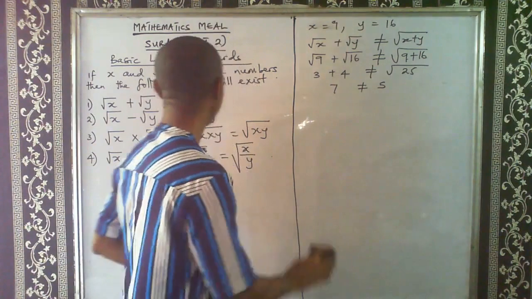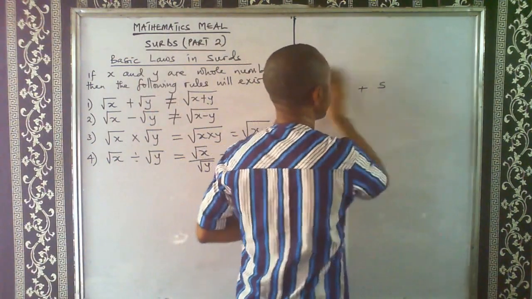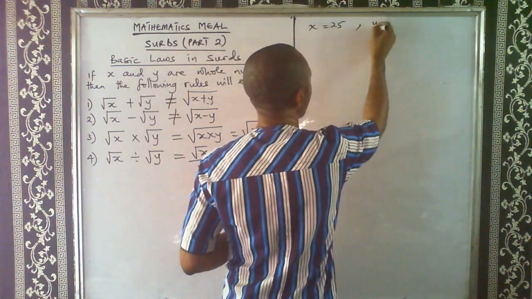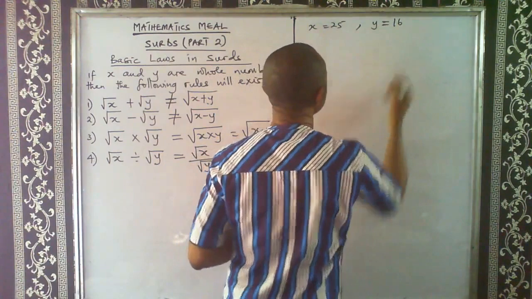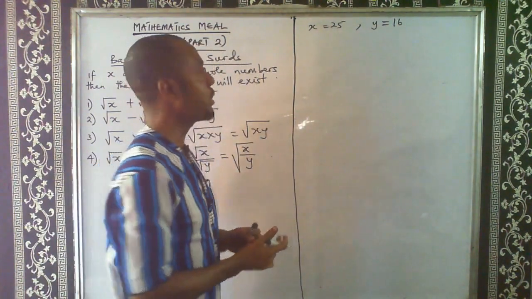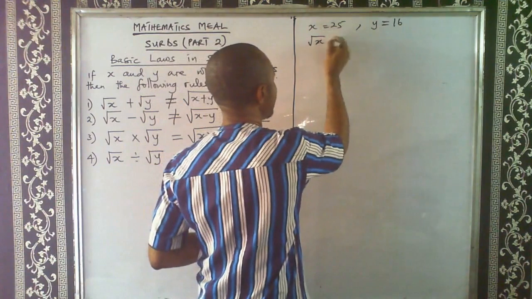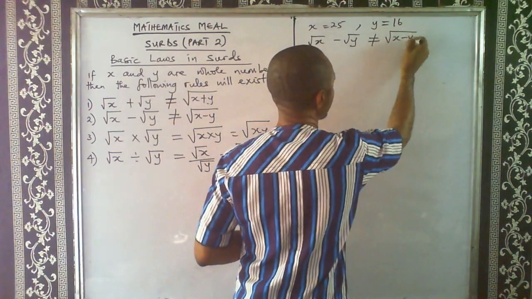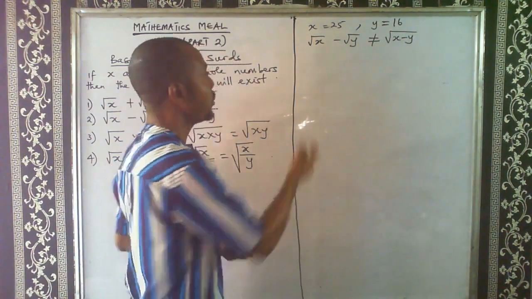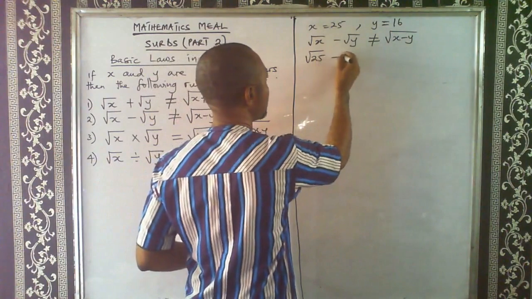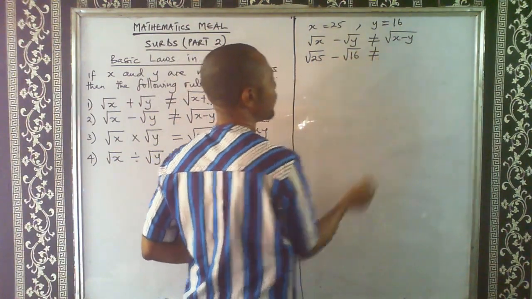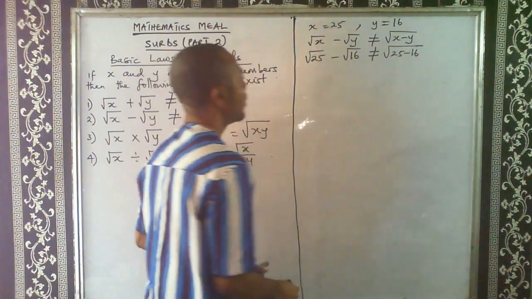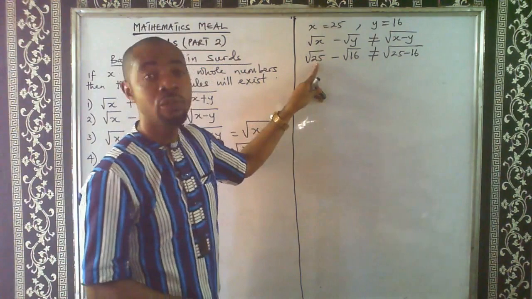Okay, let's look at the second one. Let's say that x is 25 and y is 16, and we want to carry out subtraction now. The square root of x minus the square root of y is not the same thing as the square root of x minus y. Okay, let's prove that using these numbers. The square root of 25 minus the square root of 16 cannot give us the same thing as the square root of 25 minus 16.